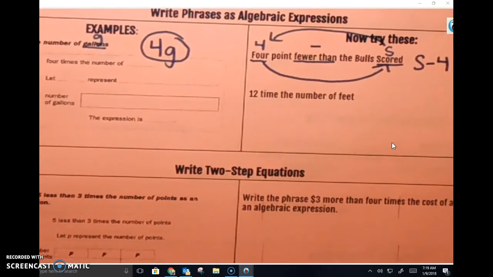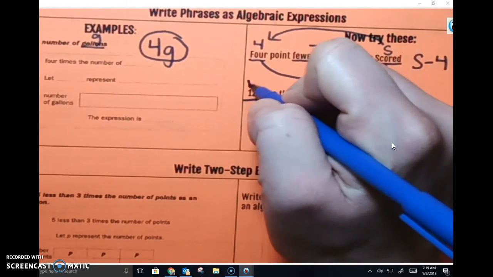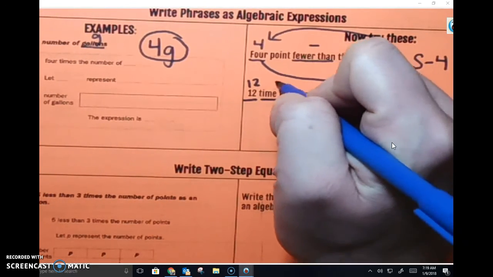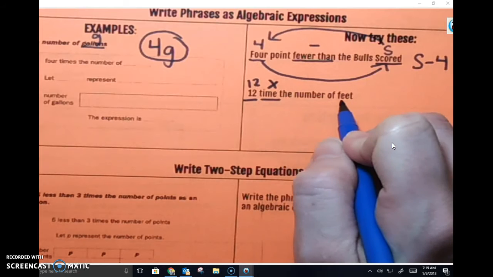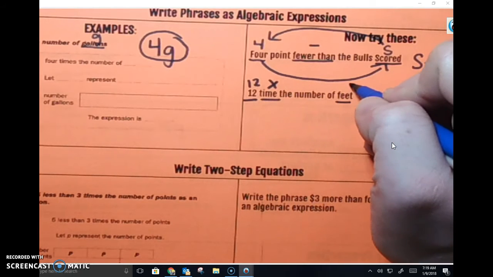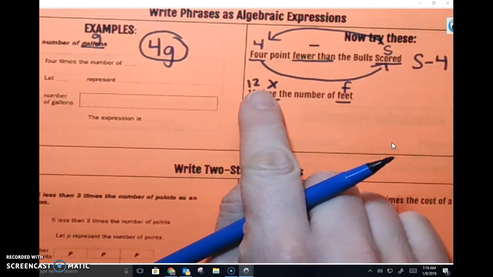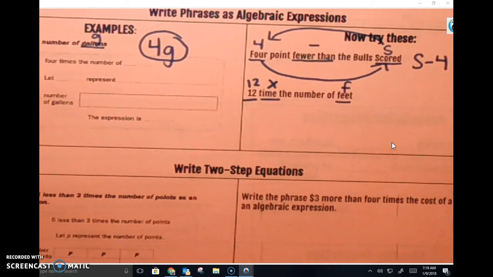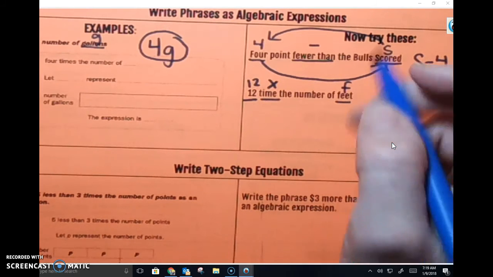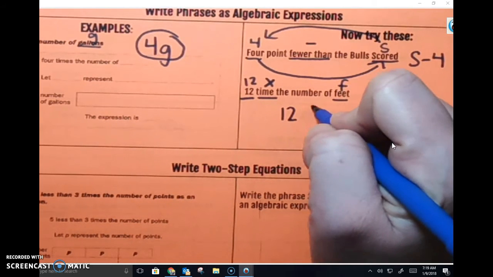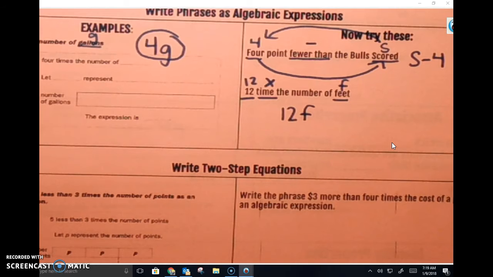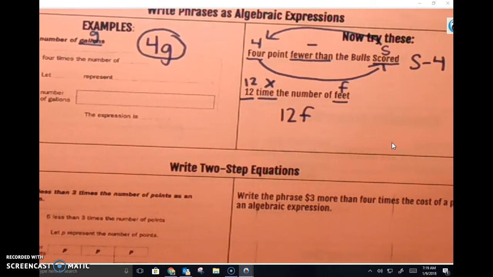Okay, let's look at our next one. 12, so we're going to underline 12. Times, that means multiplication. And number of feet, so I'm going to underline feet and make that F. Since it's a number times a variable, we're just going to put it all together. So 12F is our algebraic expression. That means we're going to take 12 times how many feet there are.